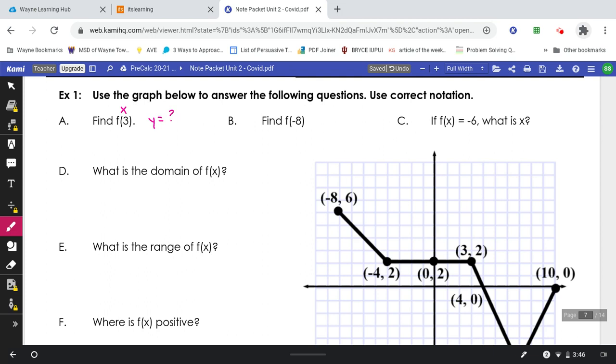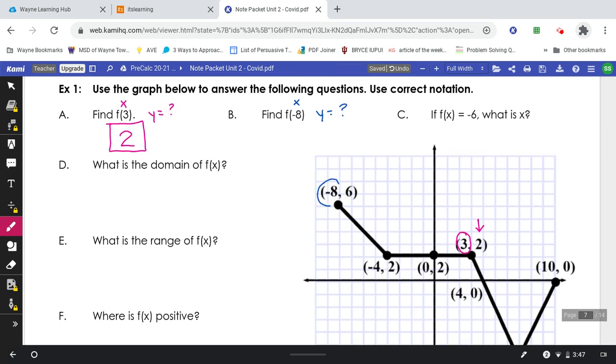So I go over to my graph. I identify right here that x is 3, and so my answer will be 2 for my y value. So you can just write an answer of 2. Let's look at part B. Find f of -8. Again, that's my x, and my goal is to figure out what my y is. So I go to -8 on my x, and I identify the y value that goes along with it as 6.